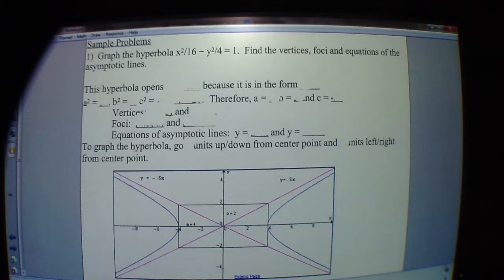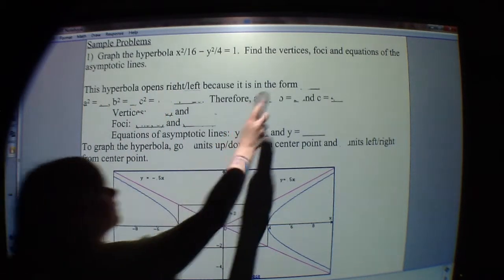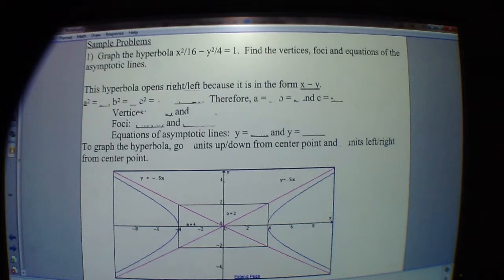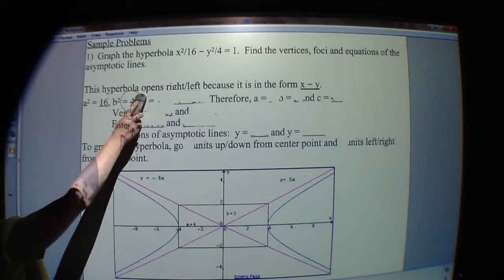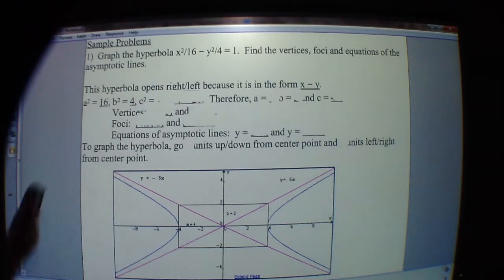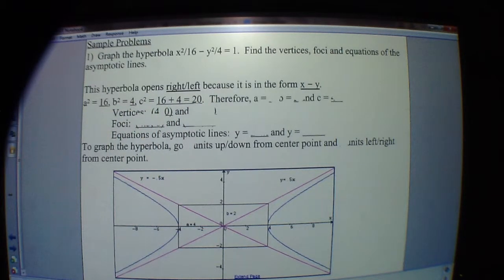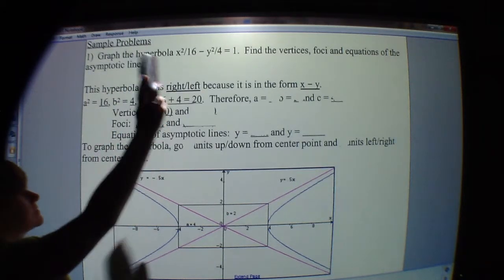Since x squared is the positive one, x squared over 16 is positive, minus the y squared is negative, this has to open right and left, because it's in that x squared minus y squared form. A squared is 16, b squared is 4. In this, a squared plus b squared is equal to c squared. A is 4, b is 2, c is the square root of 20.